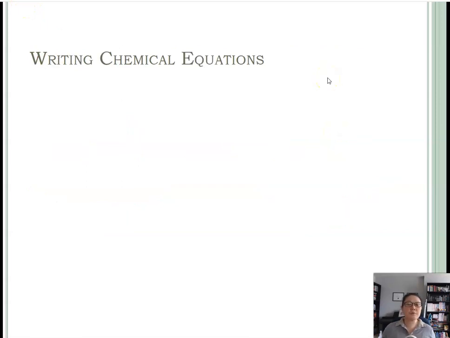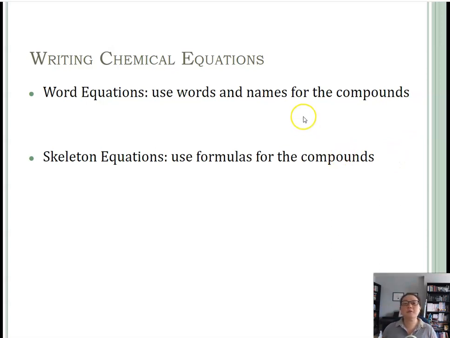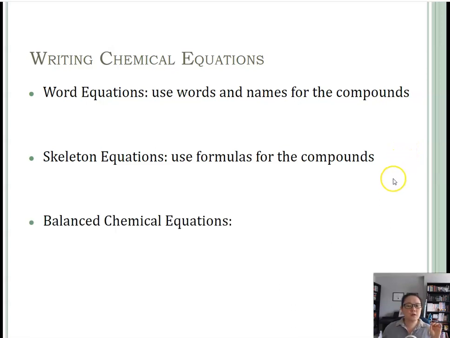In general, there are three types of ways that you will write chemical equations. The first one is referred to as a word equation, where you use the names of the compounds in place of the reactants and products. The second method, which isn't really used a lot, is the skeleton equation, where instead of the names of the compounds, you use the formulas. Skeleton equations are not used very often because they contain less important information compared to the balanced chemical equation, which is going to be covered in a different lesson.